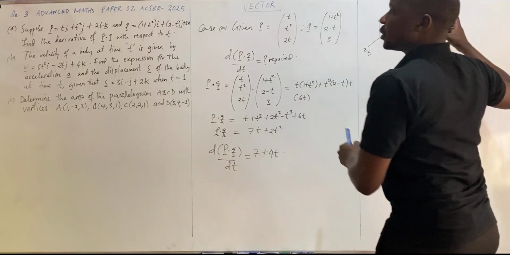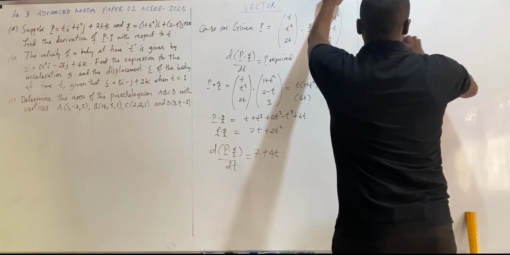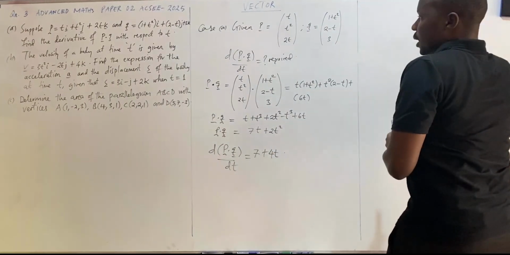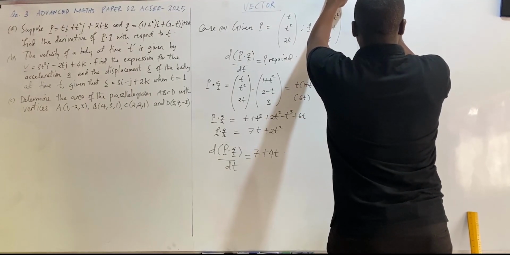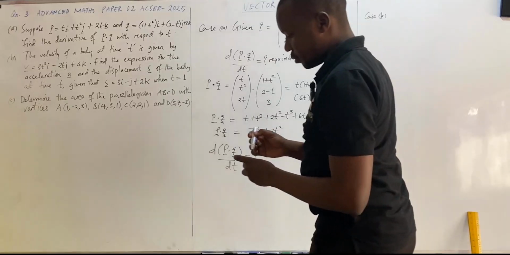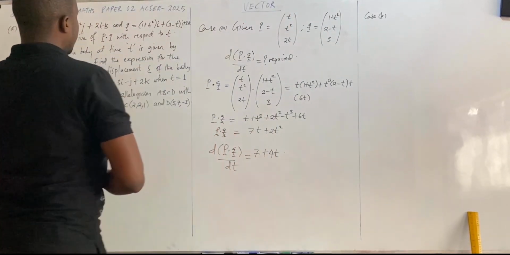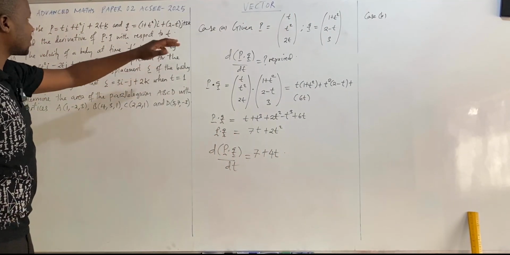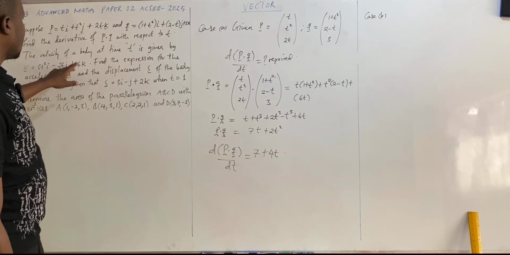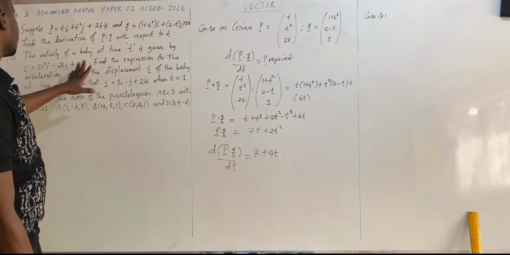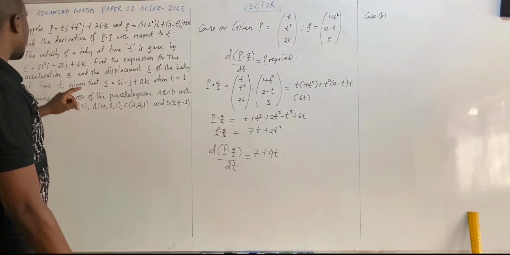Now let's move and see part B. In case B, we are given the velocity of a body at time t, an application part in vector analysis, given by the vector v equals a three-dimensional vector with I, j, and k. Now find the expression for the acceleration.